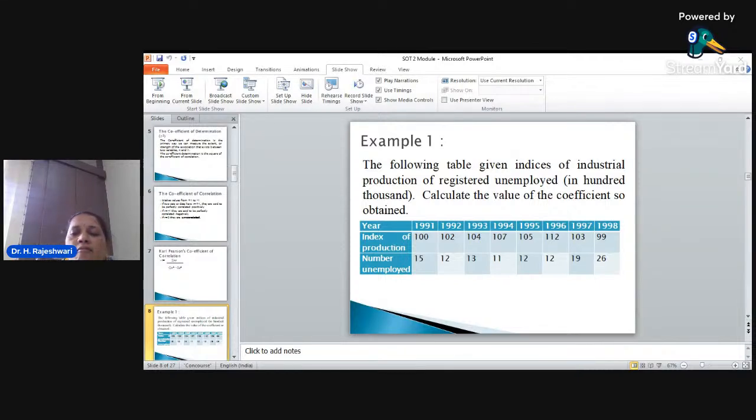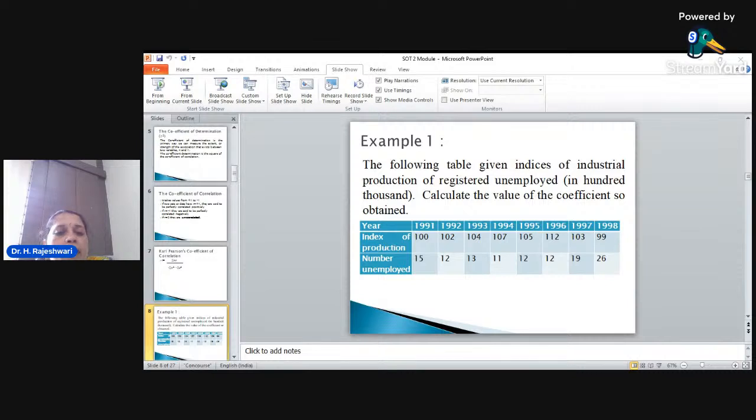Let us see this formula problem. The following table gives indices of the industrial production and number of registered unemployed. Calculate the coefficient of correlation and the value of the coefficient so obtained. Here they have given two different variables. One is index of production. Index of production will tell you how much quantity is being produced in the country. If there is more production, it means there are more buyers and there is a good economic environment.